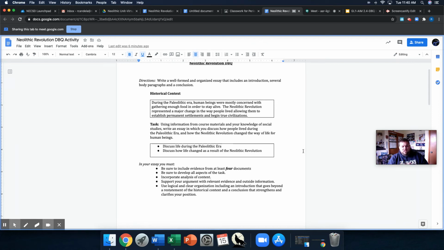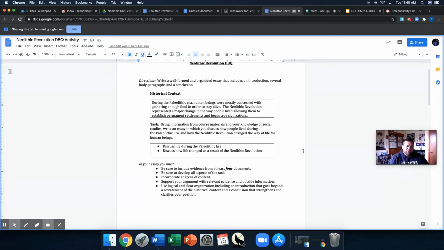After that, the task page will give you a couple of other pointers usually. Be sure to include evidence from at least 4 documents. So the task page is telling us how many documents we need to use. So for this DBQ, we will need 4 different pieces of evidence from 4 documents.